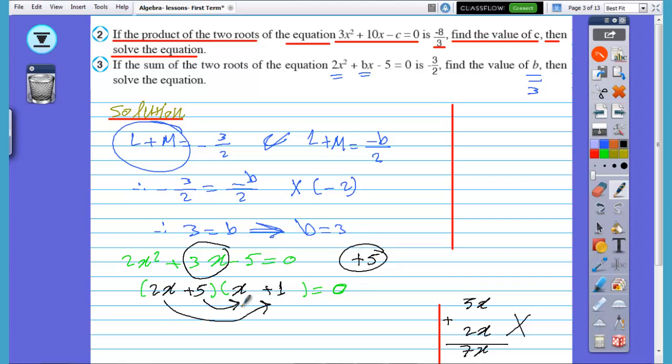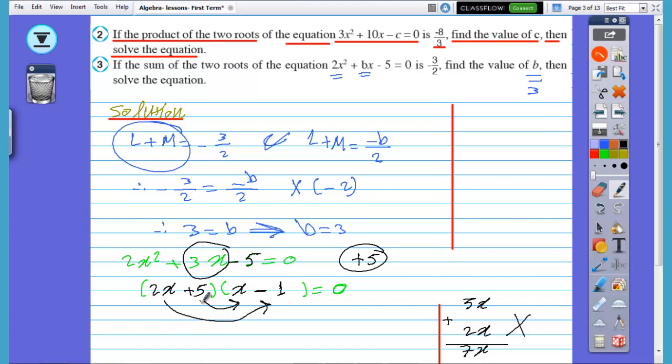So we must change one of these two signs. So I'll delete it here and I'll convert it to negative. Now 5 multiply negative 1 equals negative 5, and we make a test again.